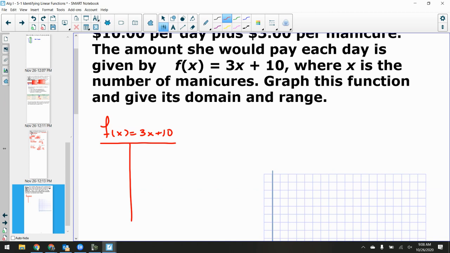Can I have negative amounts of manicures? No. So what should I start with? 0. I guess I could get 0. I guess I should start there. So let's start at 0, 1, 2, 3. That'll be enough to see a pattern.